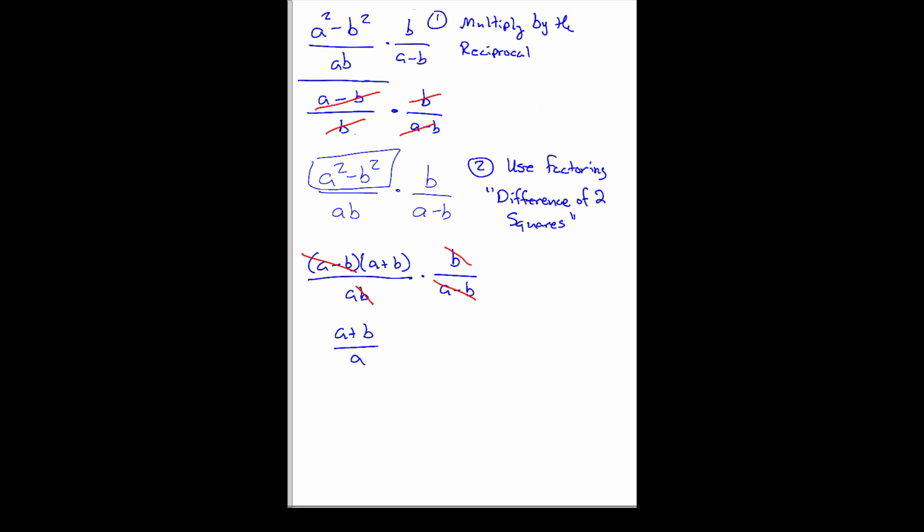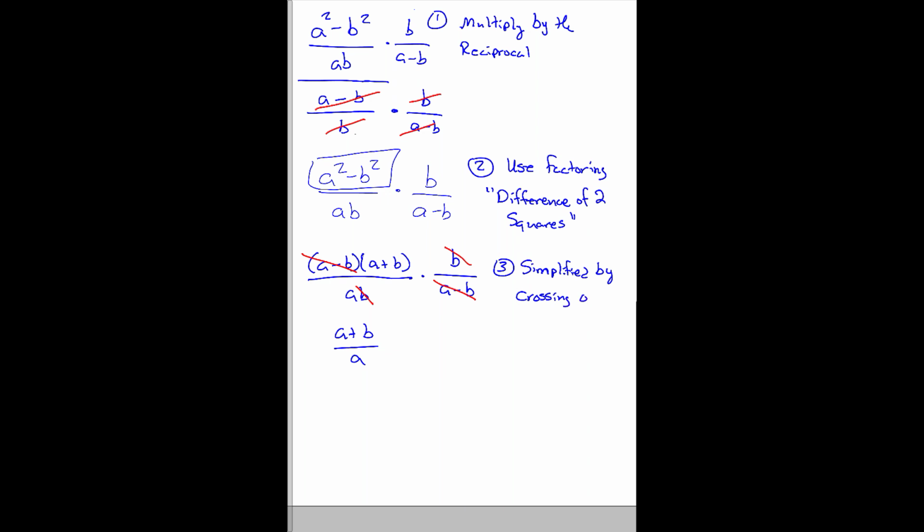So to simplify this, the step that we used, basically we simplified by crossing out. Okay. Now the trick here for this problem is actually in step two, where you had to use factoring of difference of two squares. We had to break up this a squared minus b squared into an a minus b and a plus b.